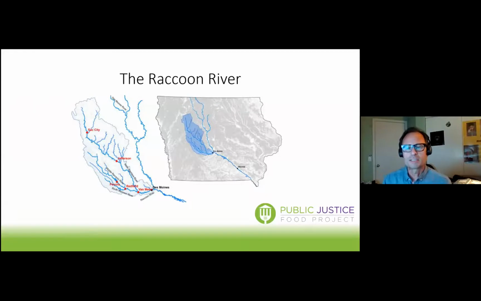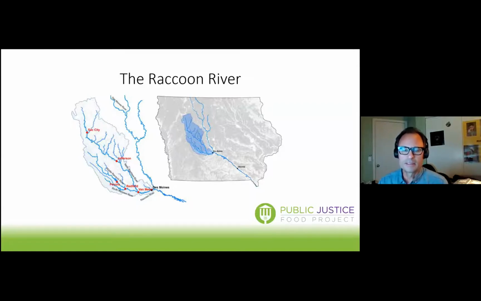These are tributaries to the Mississippi, and all of this nitrogen and phosphorus runs downstream into the Gulf. The dead zone is about the size of Massachusetts, off the coast of Louisiana, and Iowa has 5% of the land area in the Mississippi River drainage, but it contributes 30% of the nitrogen that causes the dead zone. The Raccoon River watershed is the fourth most significant watershed in terms of nitrogen going to the Gulf.